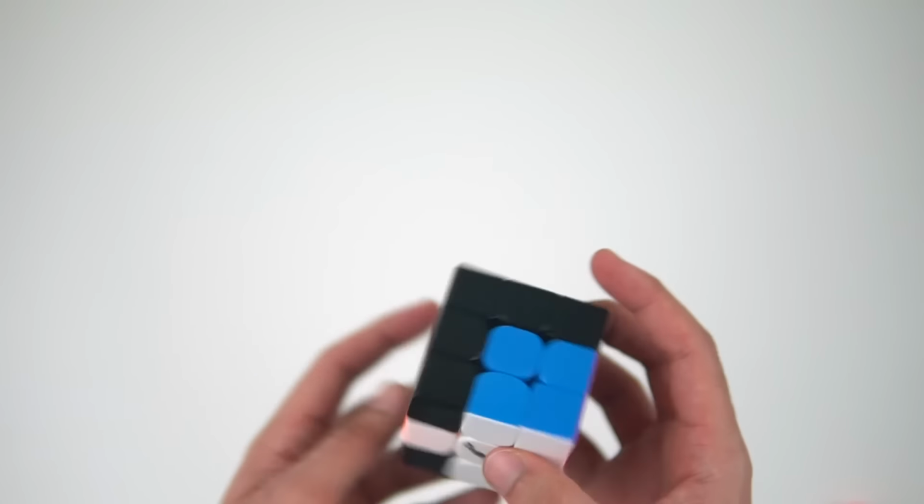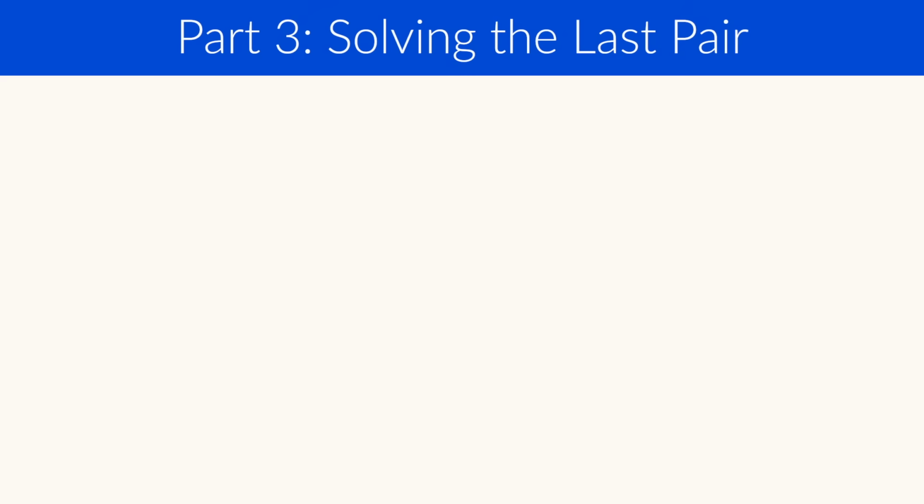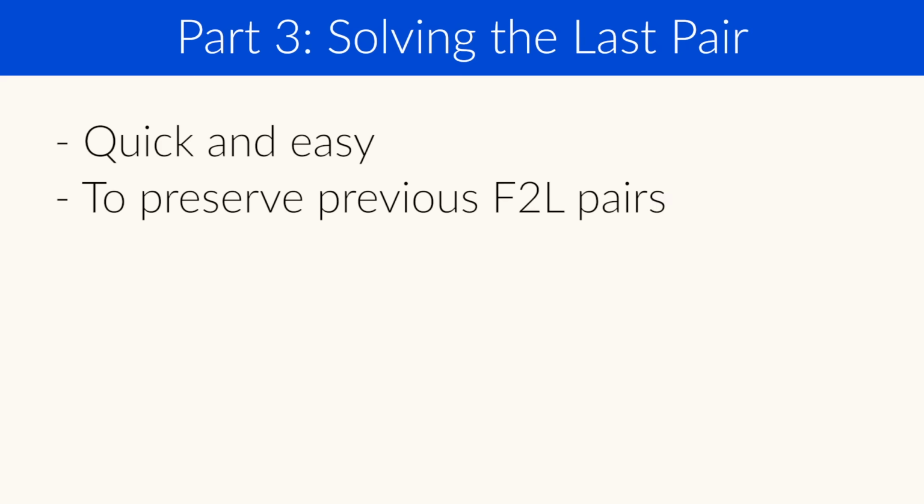If you ever forget, feel free to come back to this part of the video and rewatch how I solved these cases. Alright, now that we're done with part 1 and part 2, that's really the bulk of F2L. Part 3 is going to be pretty quick. I want to show you a trick you can use for when you're solving the last F2L pair to make sure that you're not accidentally unsolving your other F2L pairs.